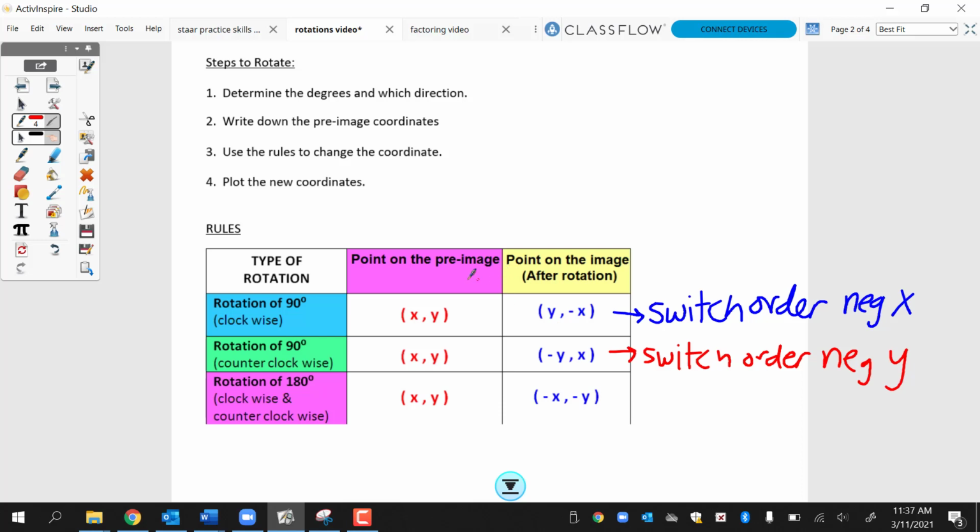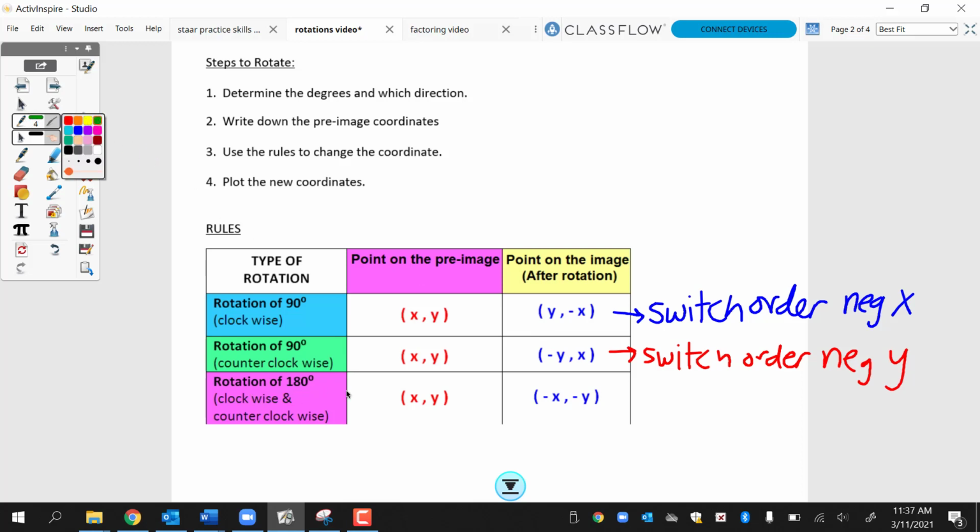That is why it's important that you know which direction you're turning, because you use a different rule depending on which way you turn. So you would change the order of x and y, and you would change your y sign. So if it was positive, now it's negative. If it was negative before, now it's positive.